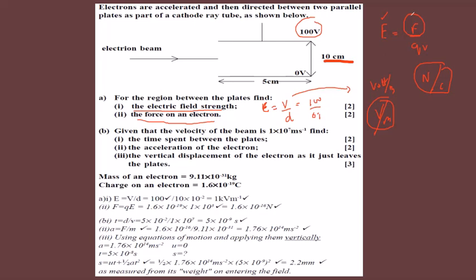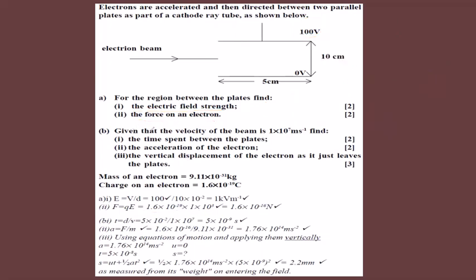Force is equal to E multiplied by Q. Q is the charge of one electron, that's 1.6 exponent minus 19 Coulomb. And the strength of electric field, which is 1000, we already calculated in the previous part. So we multiply and we'll get 1.6 exponent minus 16 newtons.